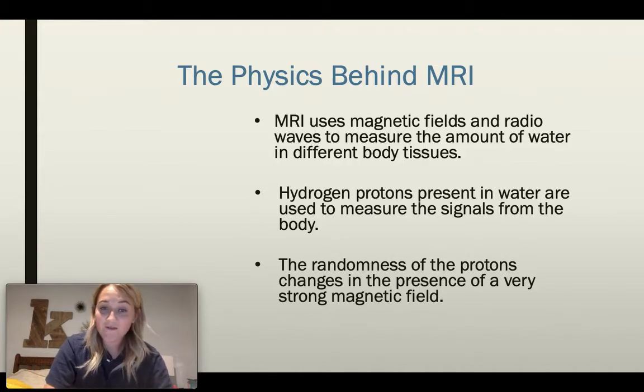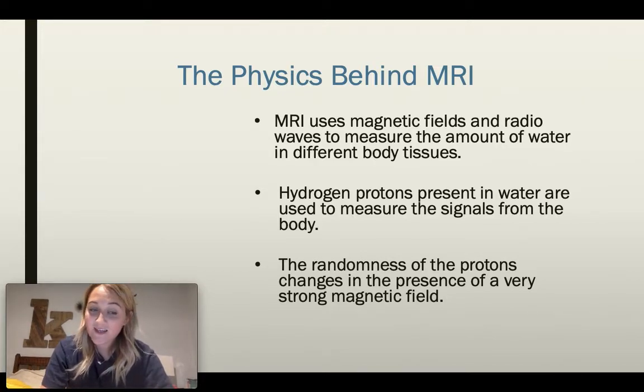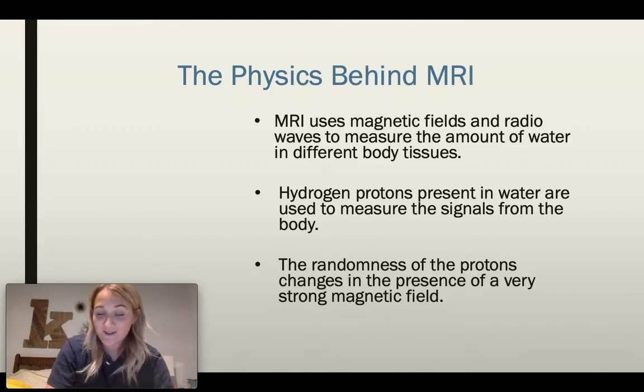The randomness of these protons changes in the presence of a very strong magnetic field, in this case the MRI. This scanner aligns the protons like a compass and makes them either face north or south. The next slide shows a graphic that elaborates more on this process.